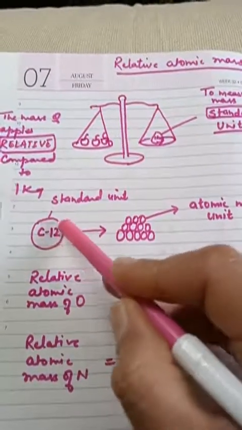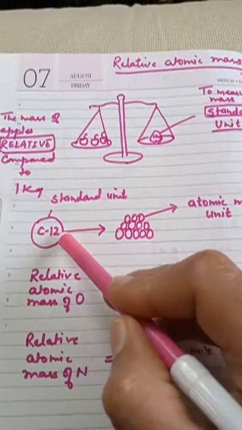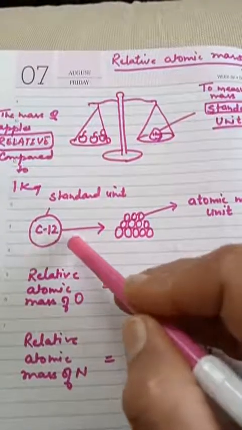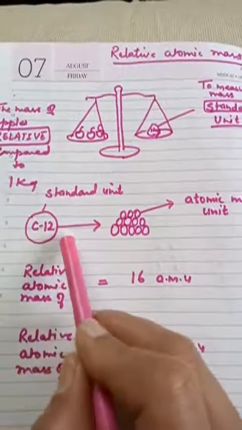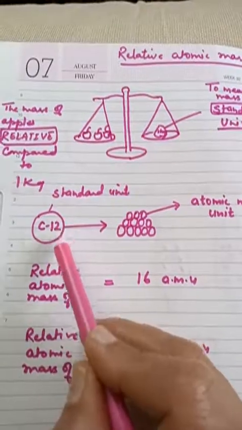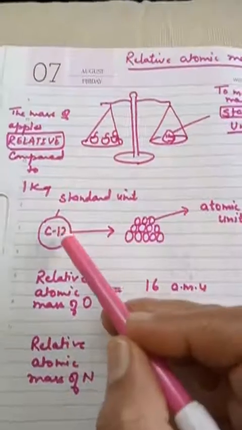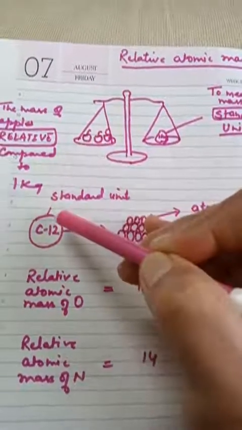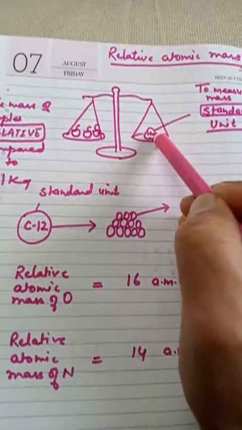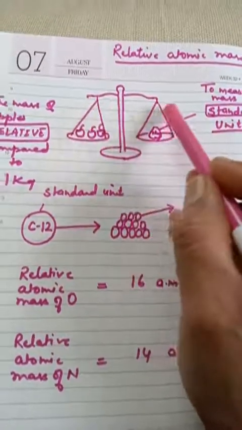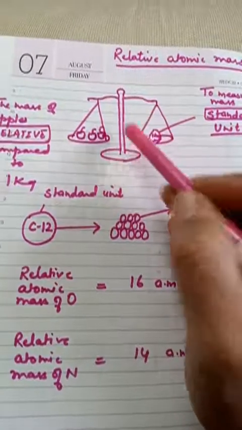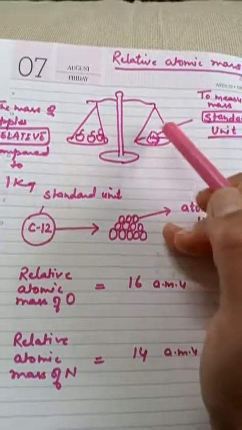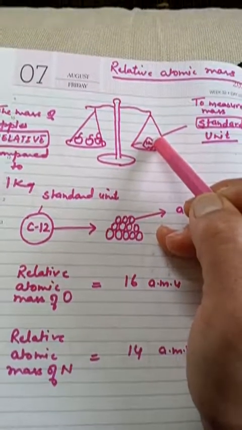Now why have I written 12 here? I have written 12 because it is an isotope of carbon which has atomic mass 12. So this is carbon 12, an isotope of carbon having atomic mass 12. Now if you keep one atom of carbon 12 on this side of the beam balance and another atom of carbon 12 on this side, will equilibrium be attained? Yes. There will be equilibrium if you keep one atom of carbon 12 on this side and one atom on the other side of the beam balance.